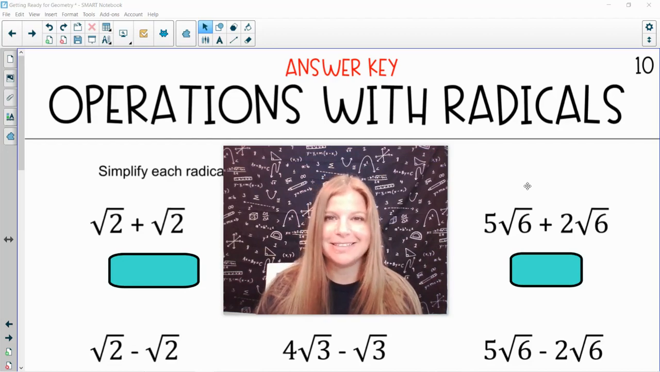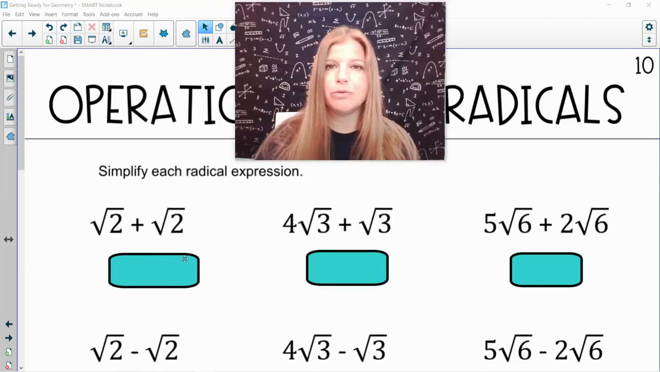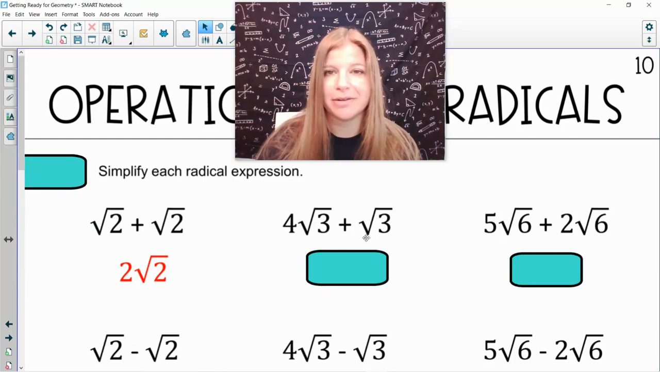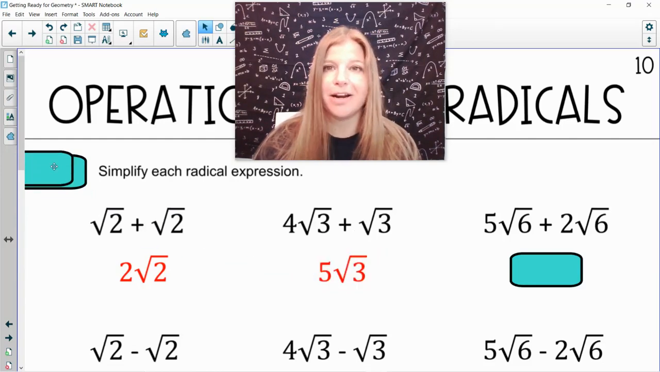Let's take a look. First problem, radical 2 plus radical 2. They have the same radicand. We can add them. This is really saying 1 radical 2 plus 1 radical 2. There's really ones in front, just as if they were variables like x's. It really would be 1x plus 1x. So 1 radical 2 plus 1 radical 2 is 2 radical 2. There's 2 of them. 4 radical 3 plus 1 radical 3 is 5 radical 3.